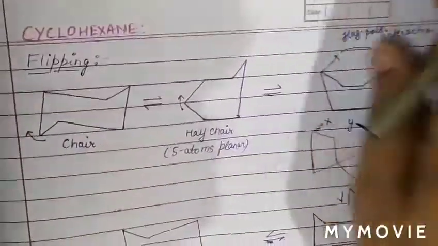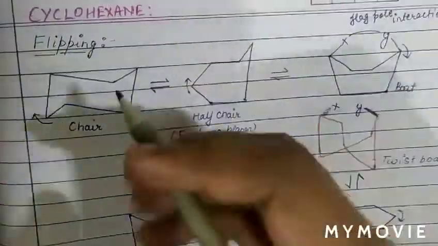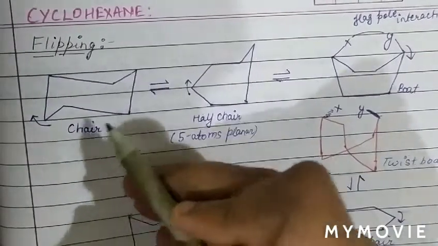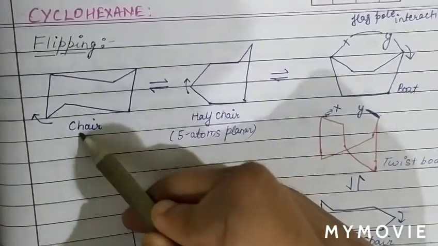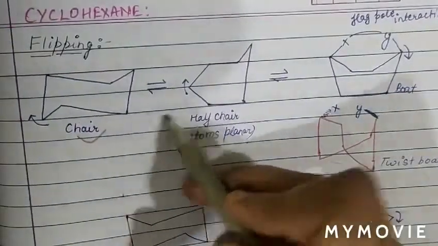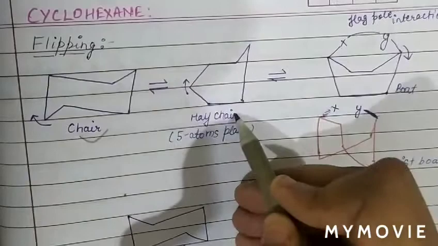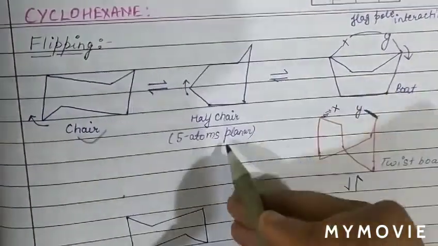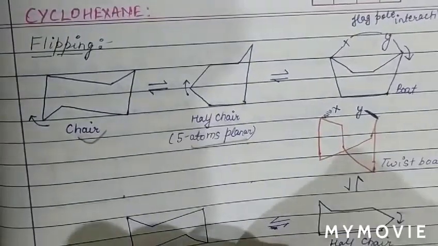Now we will discuss the conformational isomers of cyclohexane. As we know, in cyclohexane the chair form is the most stable form. So chair form can be interconvertible into half chair. Basically in half chair we can see 1, 2, 3, 4, 5, so basically 5 atoms are planar.